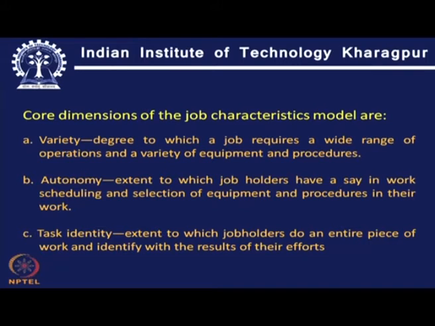When we are talking of autonomy, it relates to the extent to which job holders have a say in the scheduling of the work and selection of its equipment, which is more of the job enrichment concept. And task identity is the extent to which the job holders do an entire piece of work and identify with the results of their effort. So, it is again part of the enlargement and enrichment thing.